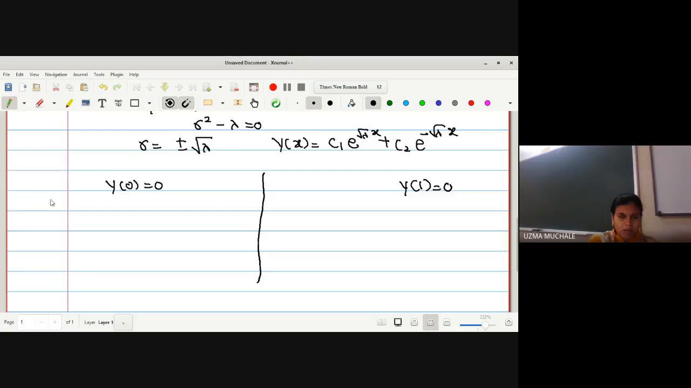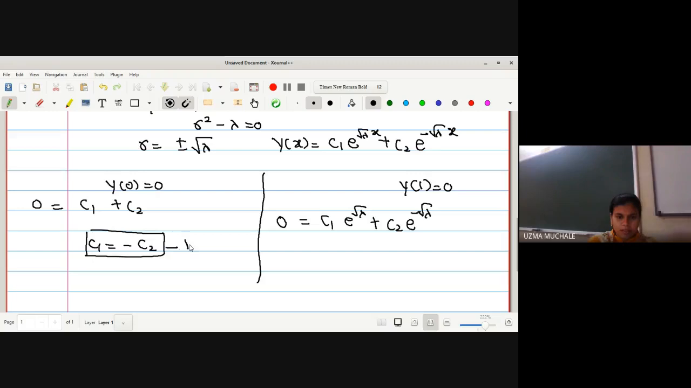Okay. Wherever you have x, you have to put it as 0. y of 0 is equal to 0. So hence c1 e raised to 0 will be 1 plus c2 e raised to 0, again it will be 1. Wherever you have x, you have to put it as 1. y of 1 is 0. It is equal to c1 e raised to root lambda plus c2 e raised to minus root lambda. x is 1. Okay. So from this we get c1 is equal to minus c2.